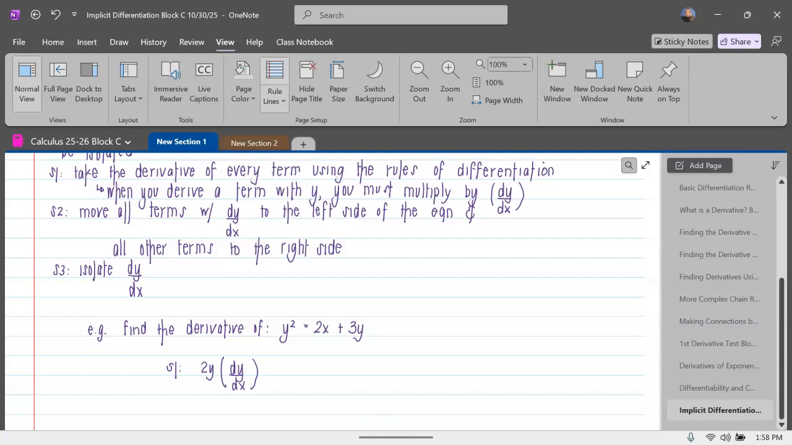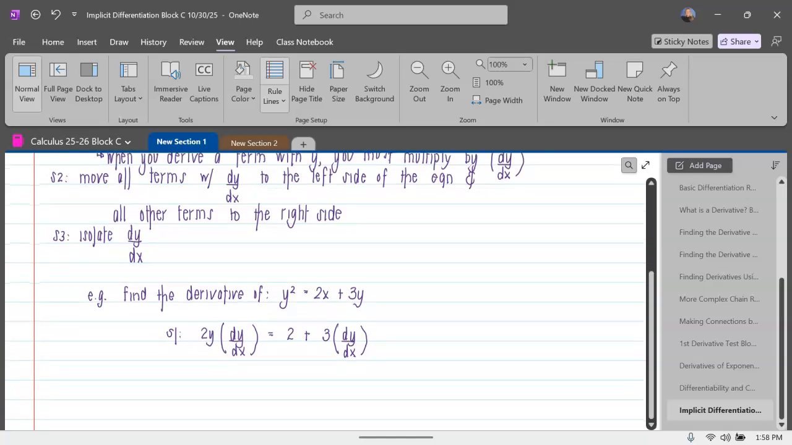Okay? Then we're going to set it equal, and we're going to take the derivative of 2x. What's the derivative of 2x? 2. Excellent. What's the derivative of 3y? 3. But we took the derivative of y, so what do we have to introduce? Dy dx. Okay? So that's the first step.